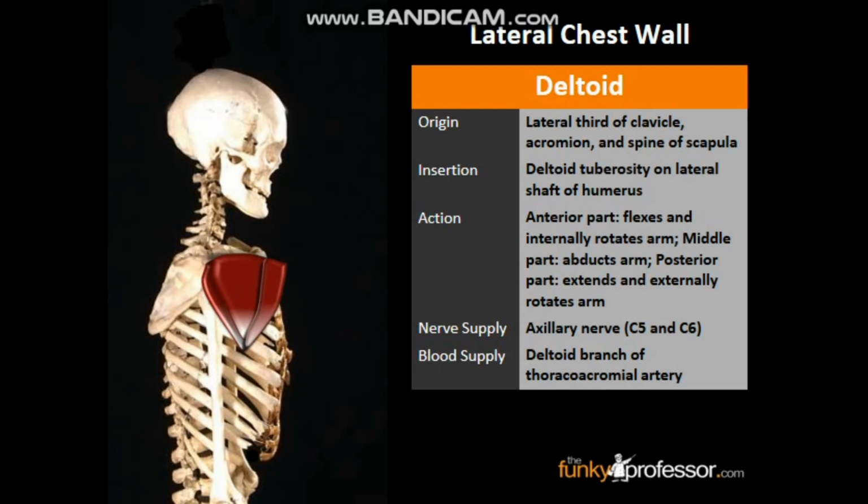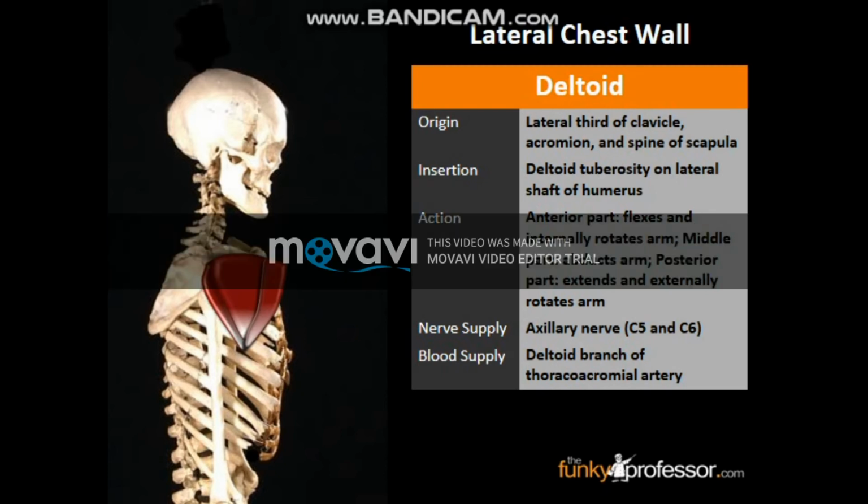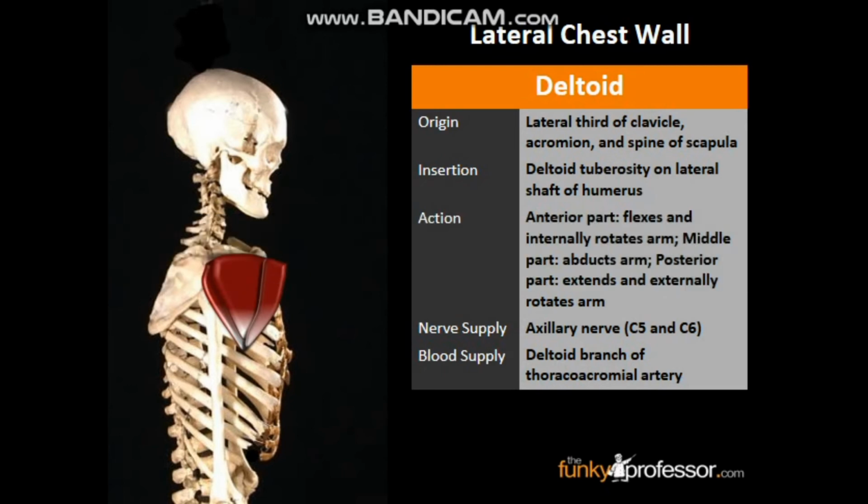Always remember the nerve supply. What is the nerve supply of the deltoid muscle? It is the axillary nerve. If the axillary nerve is damaged, the deltoid muscle will not work properly, or there may be loss of sensation, so it cannot perform the actions mentioned above. The blood supply is the deltoid branch of the thoracoacromial artery.